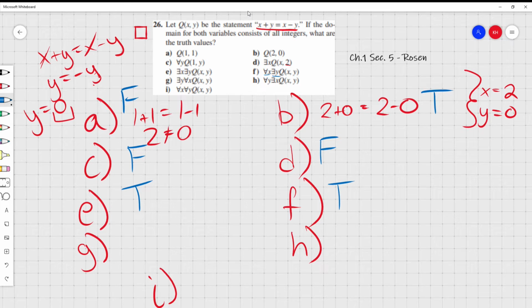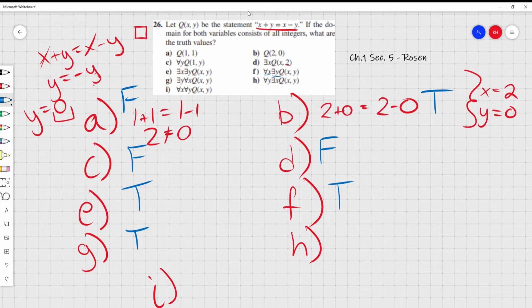G, there exists a y such that for all x, Q(x, y) is true. Again, we've said that all you need to do is find the y, and we're just going to spin through all the x's to find the answer. So G is going to be true.